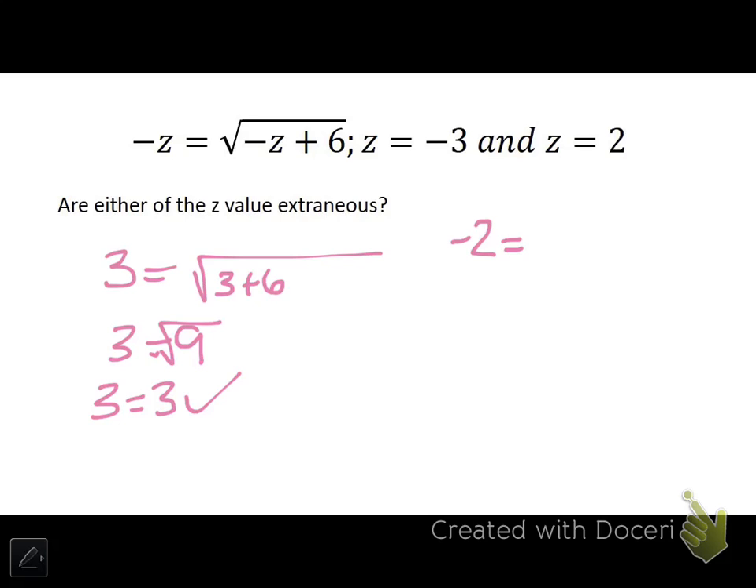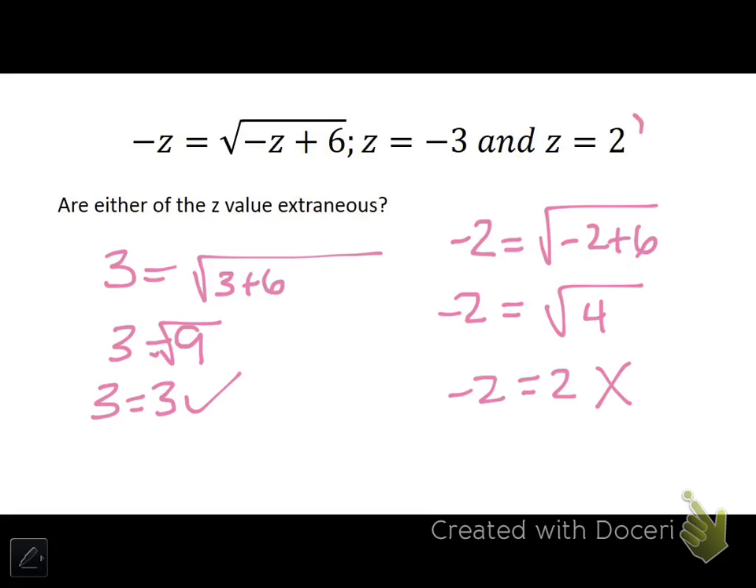So now let's try 2. So we got negative 2 equals the square root of negative 2 plus 6. Negative 2 plus 6 is 4. Square root of 4 is 2. That does not work. So my extraneous solution is 2, meaning 2 does not work when I put it in.